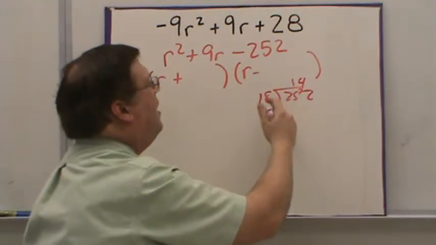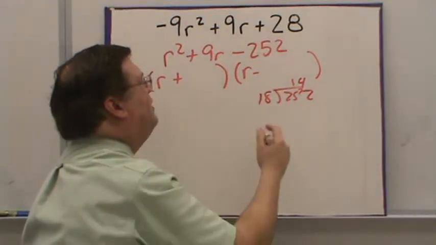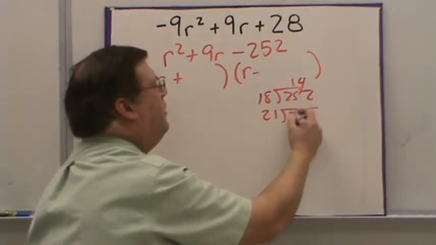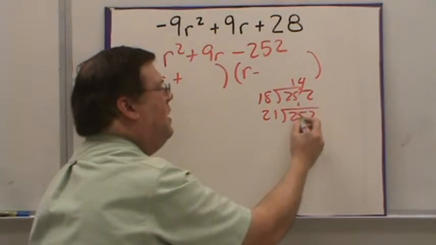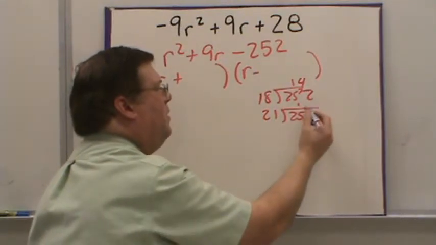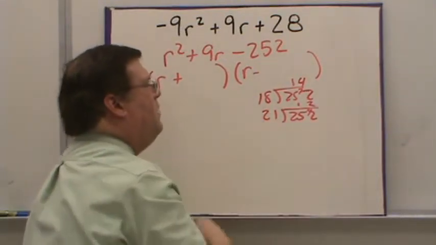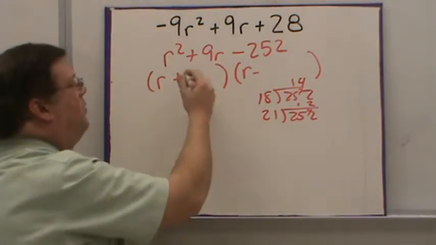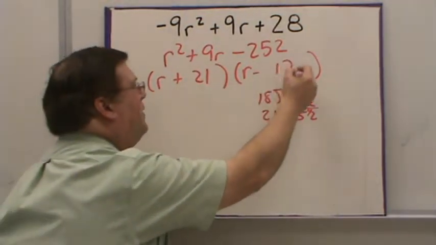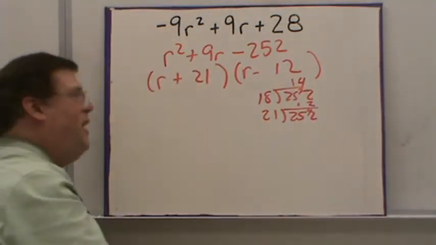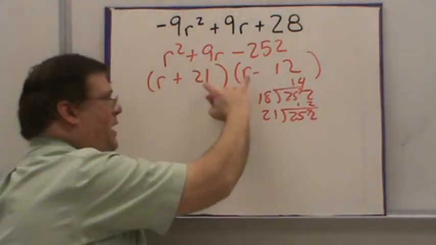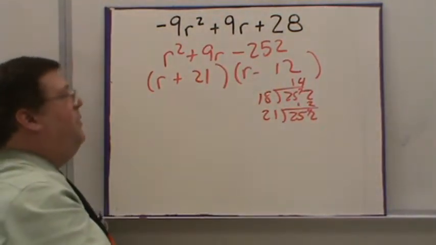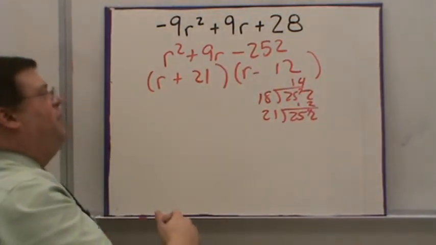Let's see. Let's try what goes in for 9 here. 9 goes into, that's only going to be 18. That's no good. So let's try 21. 21 goes into 252. 1 time for the 25 with 4 left over. Twice for that. So that's 21 times 12. Well, if the 21 is positive and the 12 is negative, that does give us a positive 9 when you add them together, and 21 times 12 does give us a 252. So we found our factors.